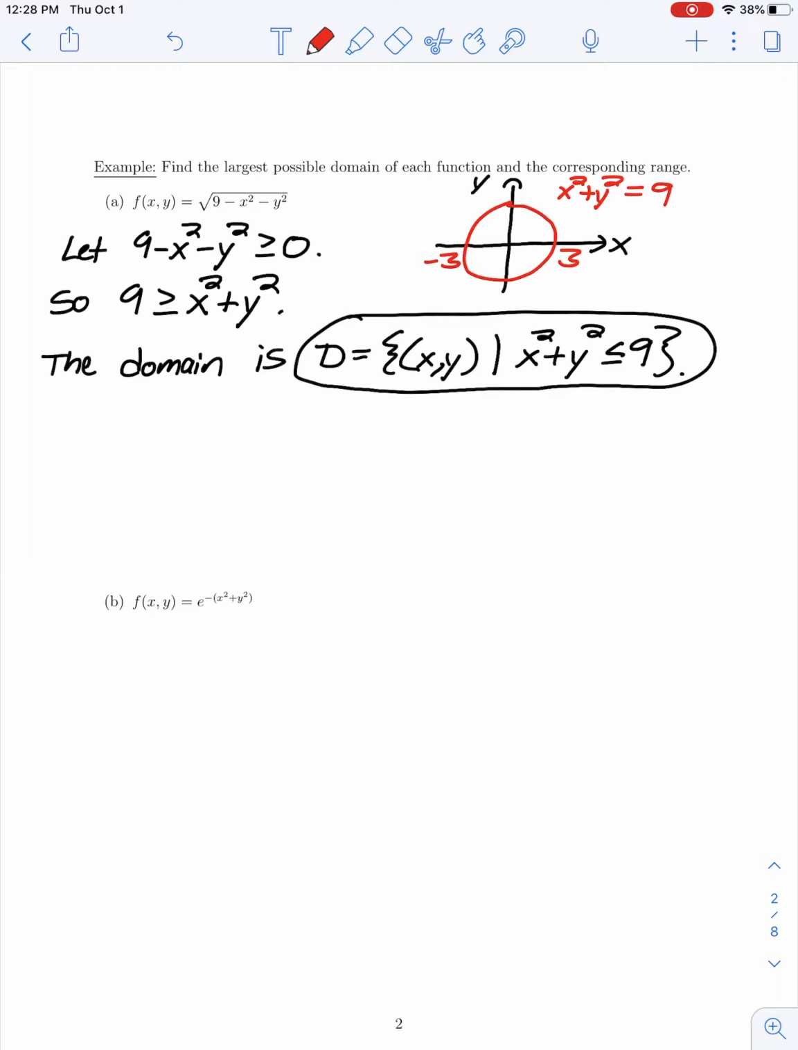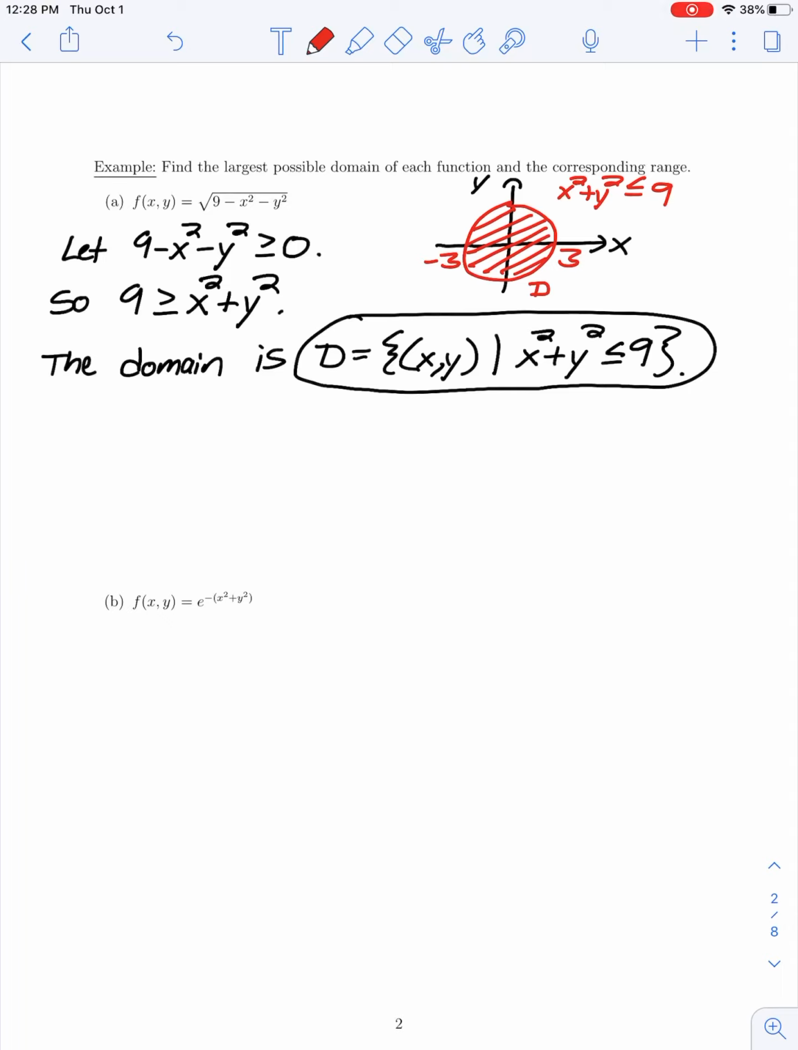Now, if our inequality says the sum of x squared and y squared is less than or equal to 9, that means we're considering points on all circles which have radius less than 3. So we're considering all of the points inside of this disk. So this would be our domain D, where x squared plus y squared is less than or equal to 9.